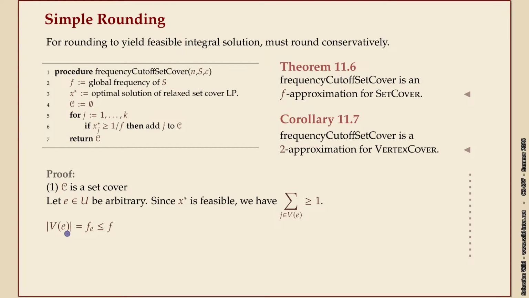Now we know that every element occurs in exactly f_e sets. That's how we defined it, but in at most f, the global frequency. So if that's going to be true, one of those xj star has to be bigger than 1 over f because they're all non-negative. Right? Suppose they were all smaller, then you immediately get a violation of this. And so one of those at least is part of our output, and so e is covered. We could have several, right? All of them could have value 1 over f, and then we cover e many times. That's okay.